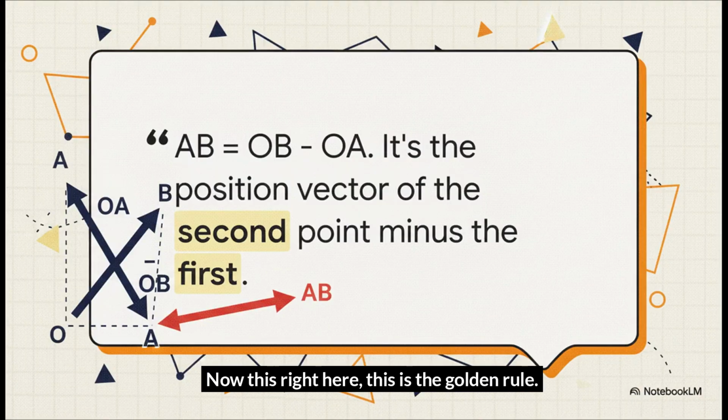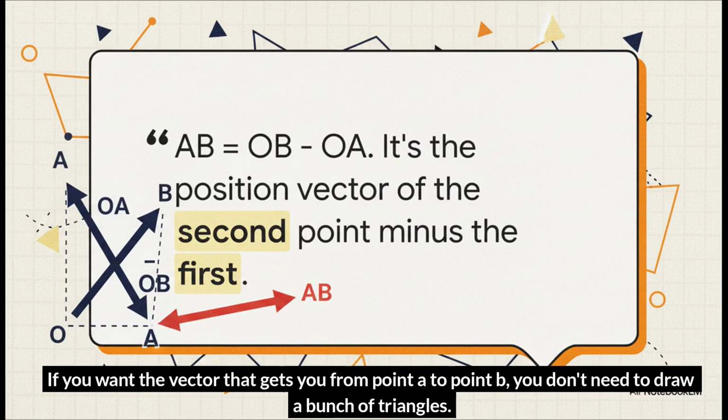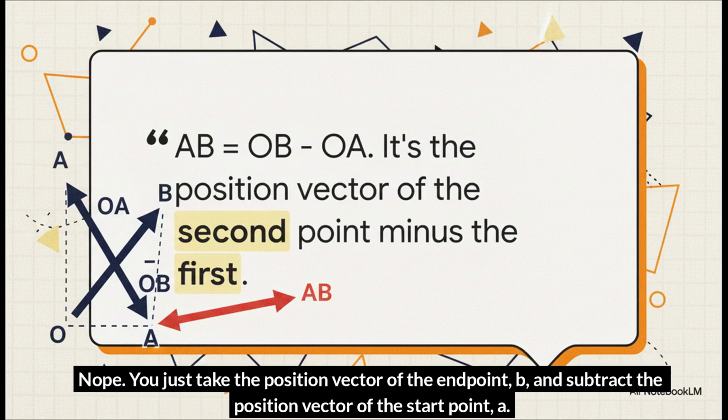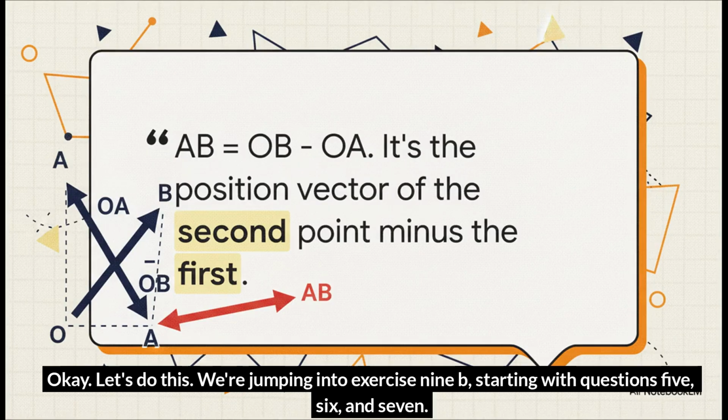Now, this right here, this is the golden rule. Seriously, this one formula is the key to pretty much everything we're going to do today. If you want the vector that gets you from point A to point B, you don't need to draw a bunch of triangles. Nope. You just take the position vector of the endpoint, B, and subtract the position vector of the start point, A. It's always end minus start. Burn that into your brain because it is your absolute best friend for these problems.